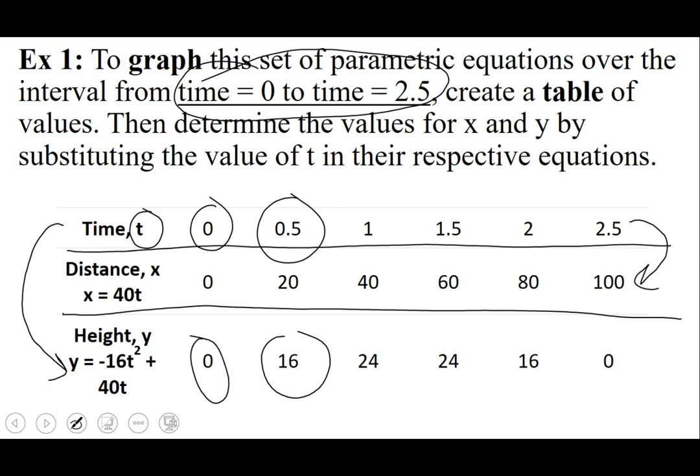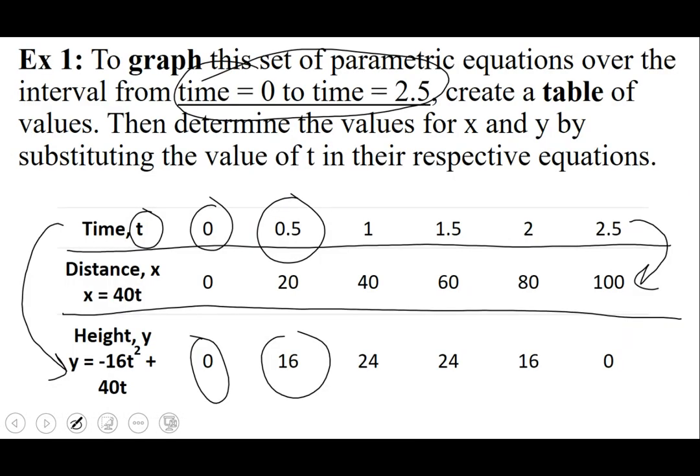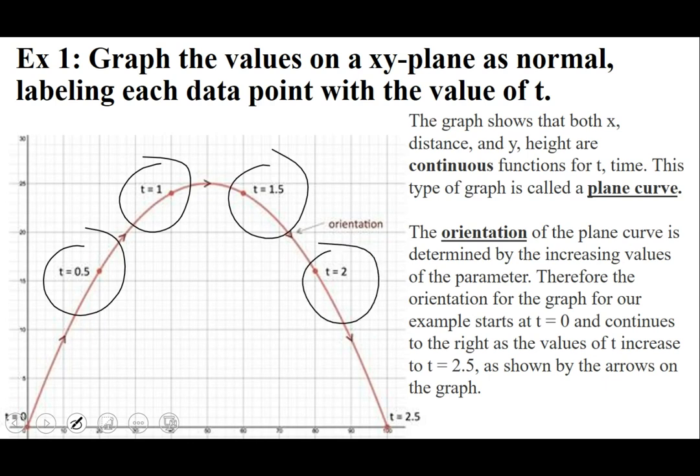So basically, when you go to graph a set of parametric equations, your first order of business is always to make a table. Then if you take those values and draw them on a graph, here's what it looks like. You're going to take these actual XY points and graph them as ordered pairs, just like we always do, X going left to right and Y going up and down. But notice that I also added in these different values of T.